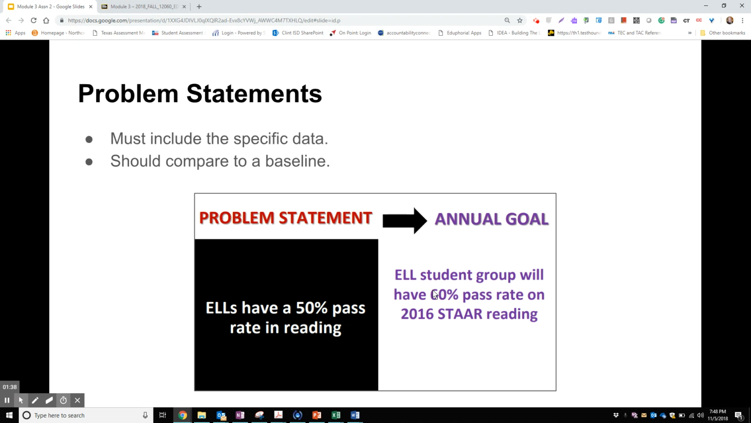So I've graded everyone's assignments that were turned in as late as about 7:30 p.m. tonight on Monday, and I'll continue to grade them this evening and tomorrow morning. And I provided feedback. So if your problem statements did not have specific data in there, you do need to rewrite those prior to meeting with your campus principal.